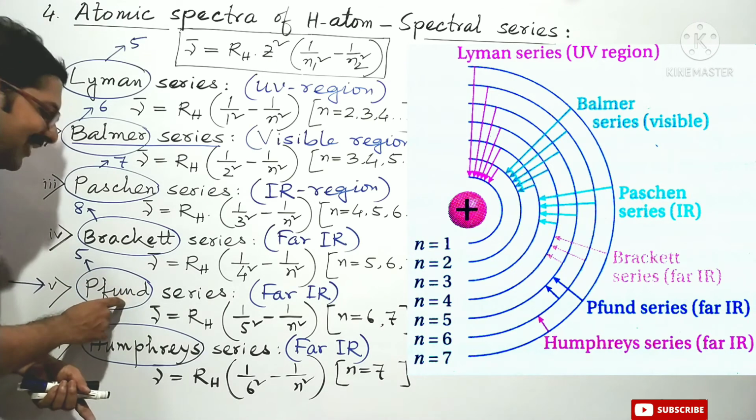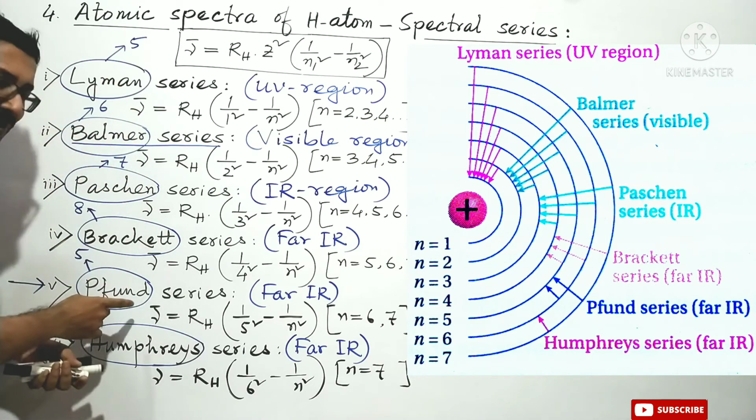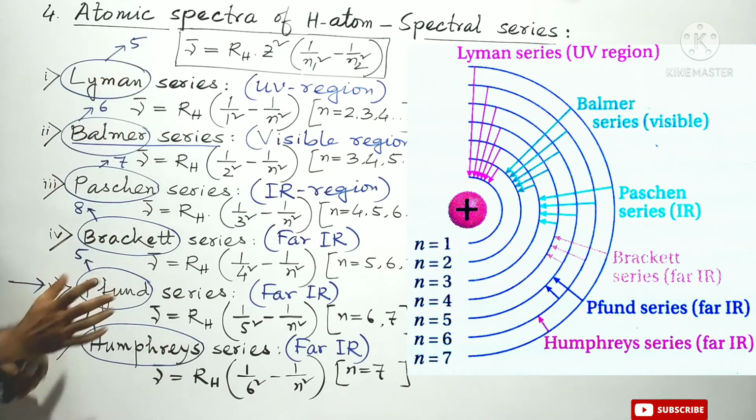Right, so Pfund is the exception. For the other series of lines it is 5, 6, 7, 8 and 9.